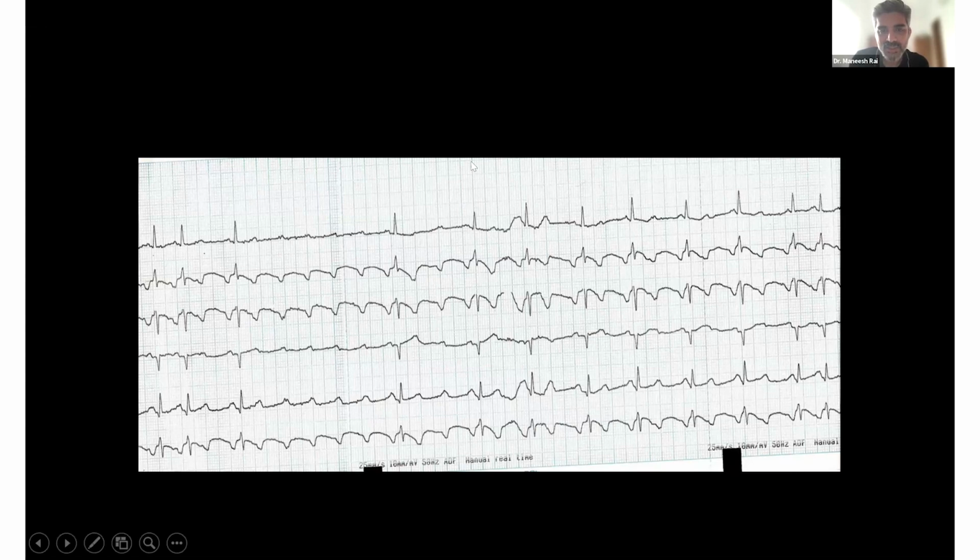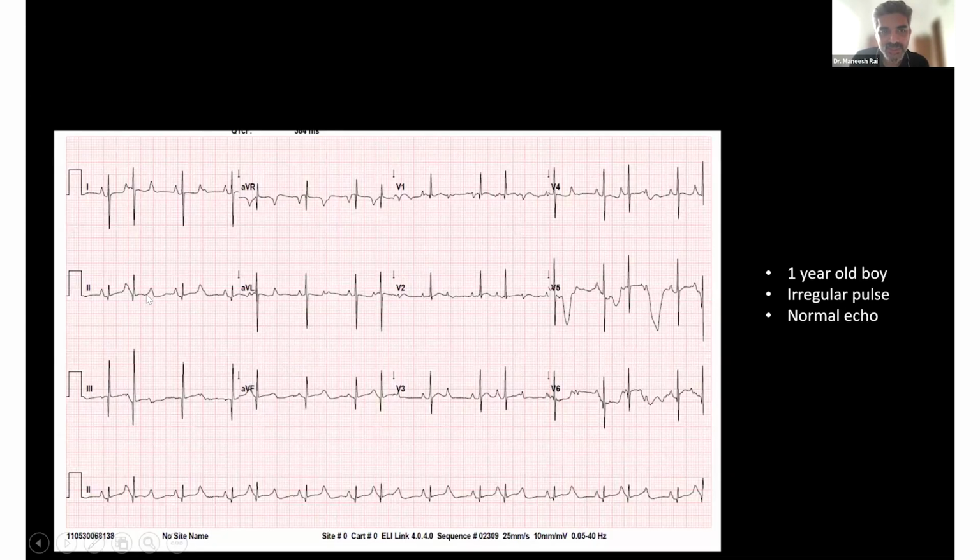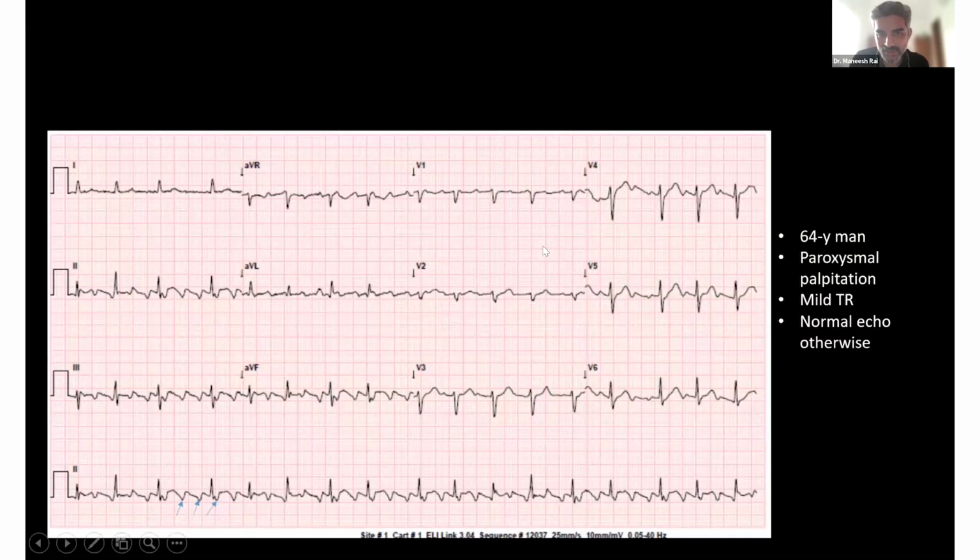So in this narrow QRS irregular tachycardia, you see that the P waves are much more than the QRS complexes, and you see an isoelectric interval between P waves. So here the atrial rate is much higher than the ventricular rate, and you have an isoelectric interval between P waves. So this favors an atrial tachycardia rather than a flutter.